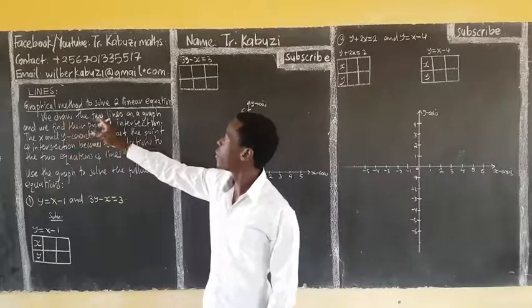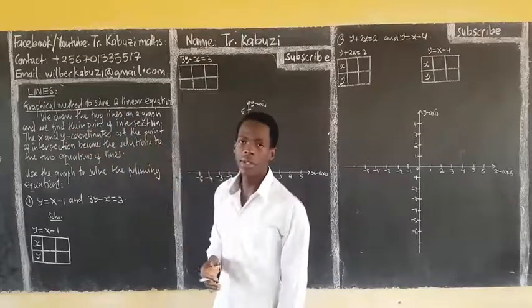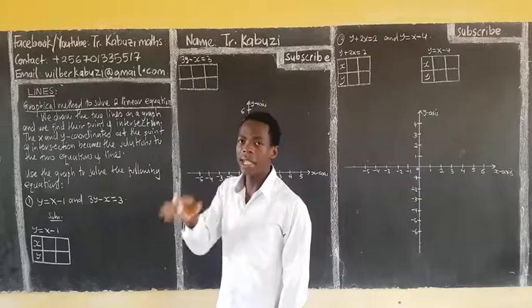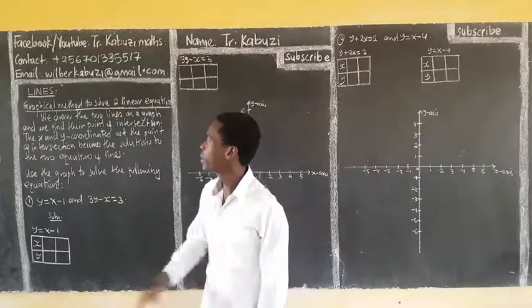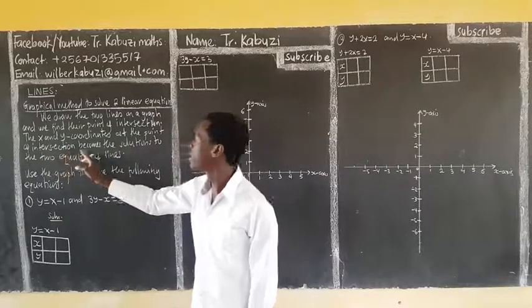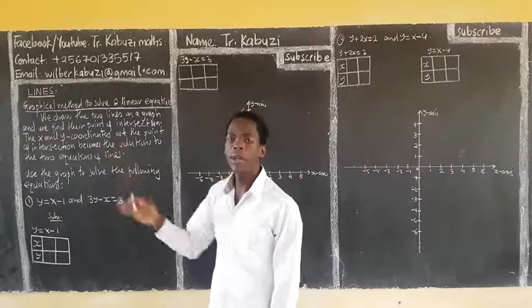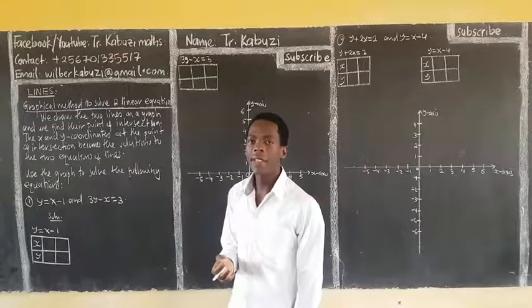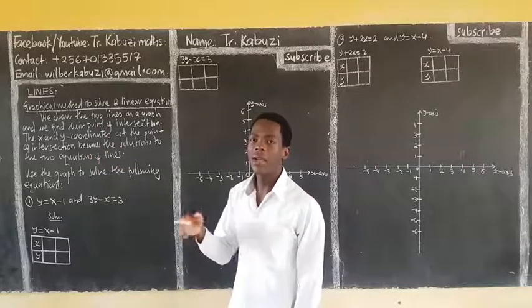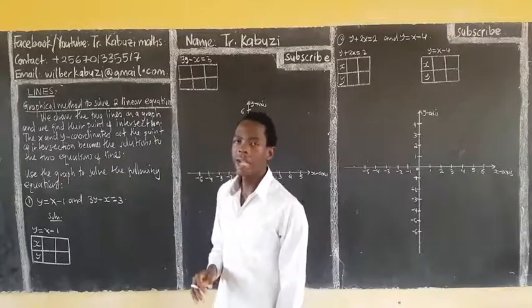So we draw the two lines on the graph and we find their point of intersection. After drawing those two lines, where they intersect, that is the point of intersection. The x and y coordinates at the point of intersection become the solution to the two linear equations. So at that point of intersection, take the x coordinate, then the y coordinate. Those will be the solutions to those two linear equations.